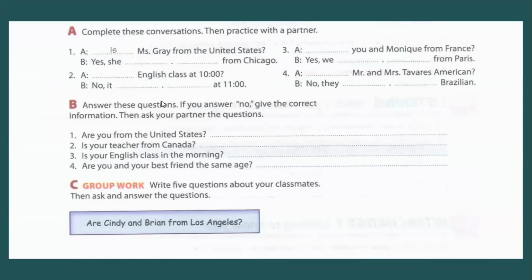So you'll give the right information. There's a full stop here. Do focus on that. And here you have to answer in whole sentences. And if the answer is no, then you have to give correct information about yourself. And then your exercise is to write 5 questions about your classmates. Okay.